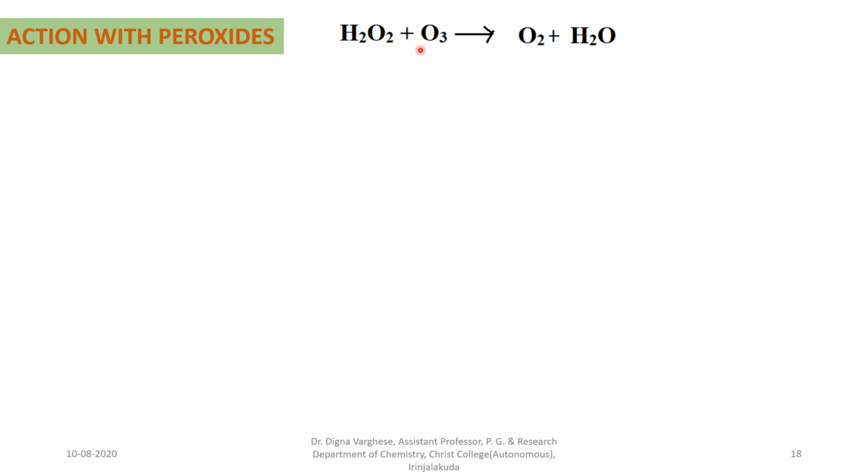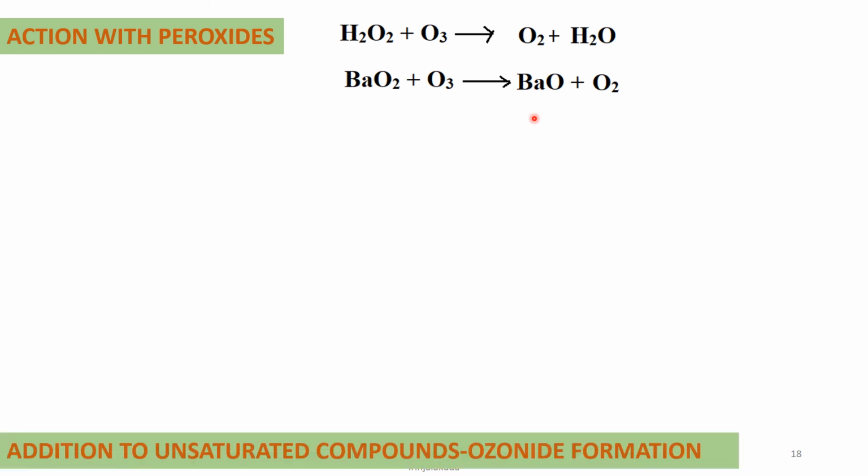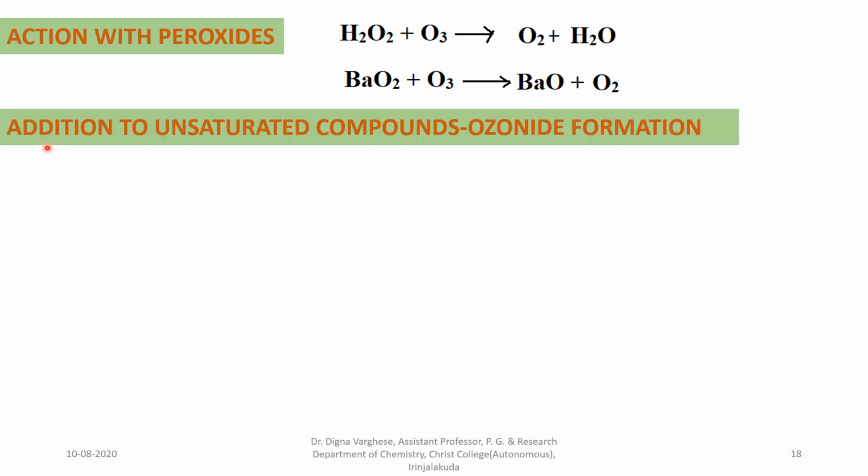So ozone reduces the hydrogen peroxide to water and barium peroxide to its corresponding monoxide, that is barium oxide, by the action of ozone. Next reaction is addition to unsaturated compounds. It's ozonide formation.